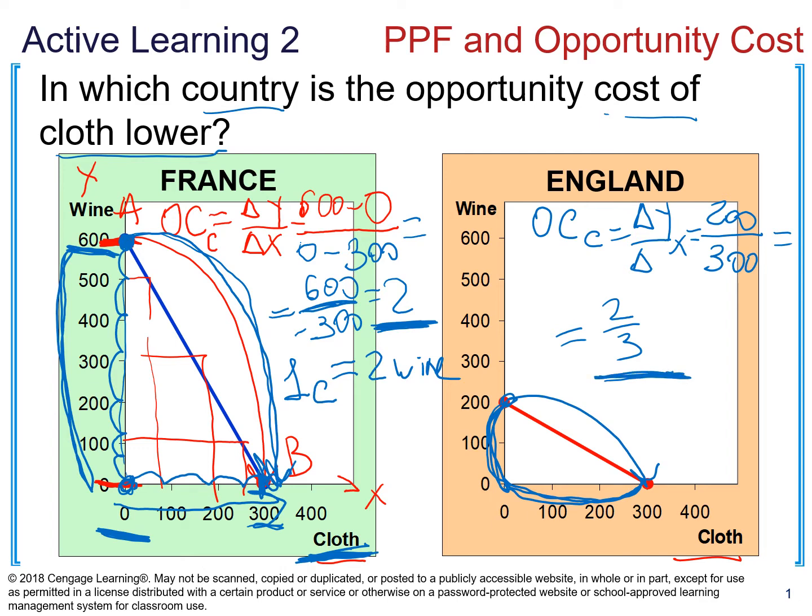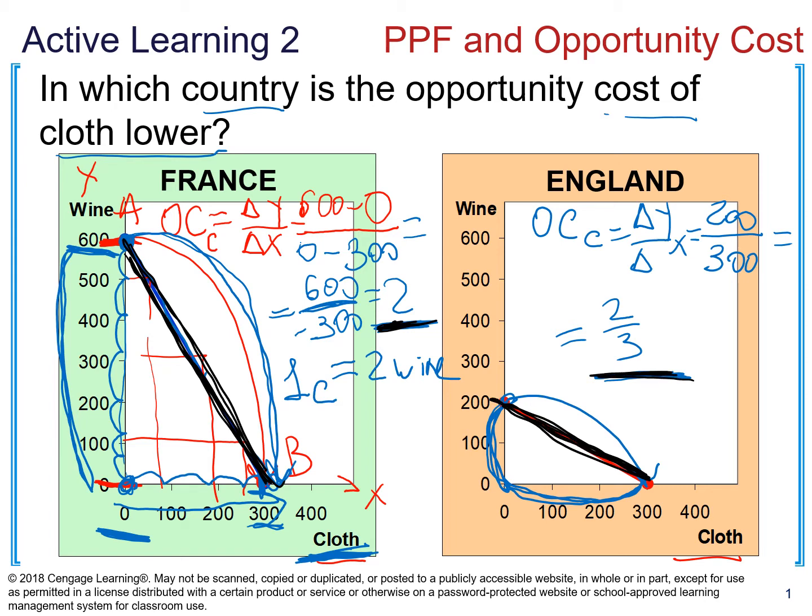Okay, guys, looking at this, we're going to make a little conclusion. If you're going to have two graphs in the future, and one of the slopes is relatively steep, do you see how this slope is relatively steep and this slope is relatively flat? A steep slope is going to have high opportunity cost. A flatter slope is going to have a low opportunity cost.